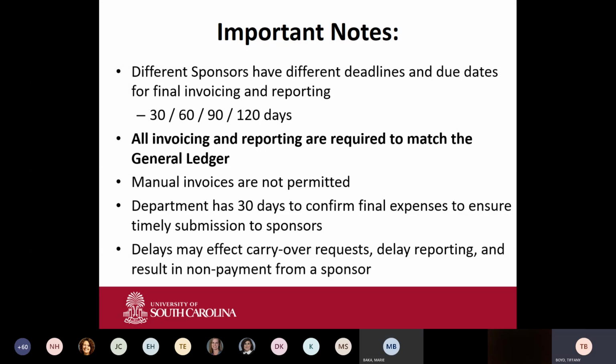And obviously, any delays can affect carryover requests, it can delay reporting, and it can result in non-payment from a sponsor. And that's the worst case scenario and what we try to avoid at all cost. So again, we need your partnership in order to make sure we can meet all the deadlines and get reimbursement for all the expenses incurred on behalf of all the wonderful research that's occurring out there. And again, it's just a team effort.